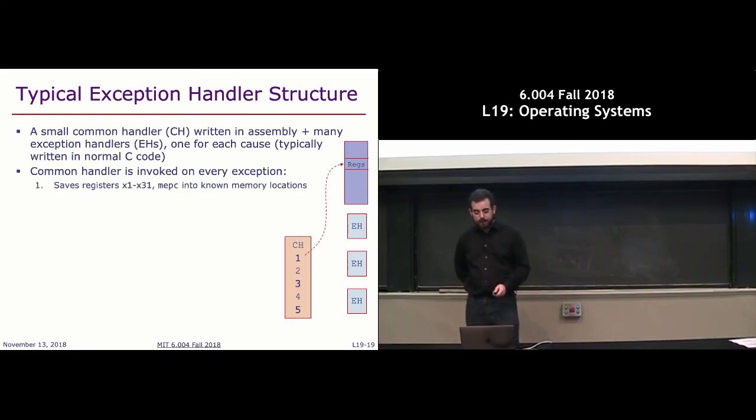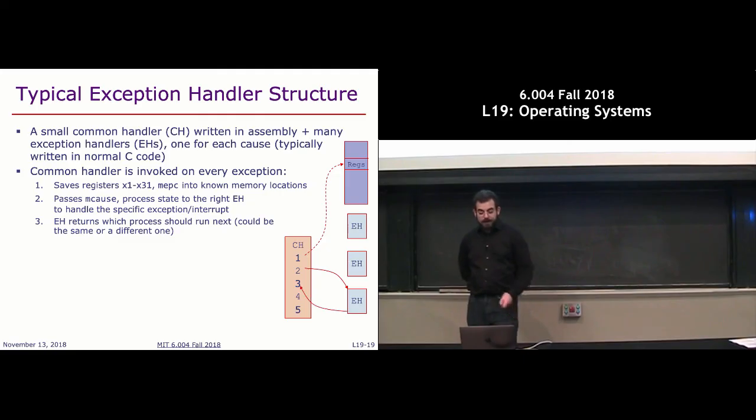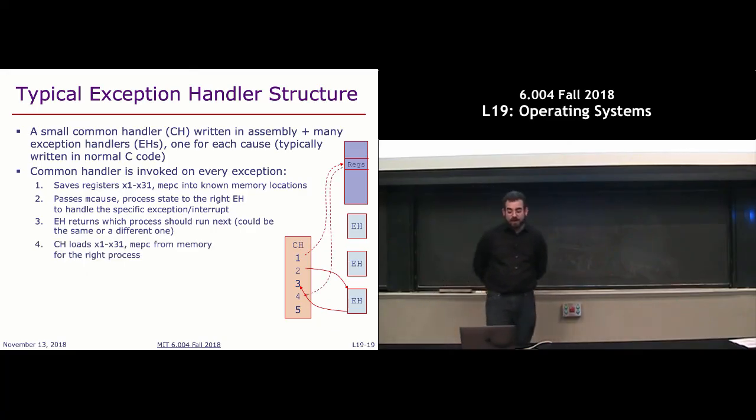The first thing it does is save all the registers into some location in memory. Then it passes all the state, the pointer or address of where these registers are stored, to the particular exception handler that we're interested in running. Finally, this exception handler returns, and it tells the common handler what process should run next. Normally we'll run the same process. If this is a timer interrupt, we might switch to a different process. If the process did something bad and the exception handler aborted it, then it will also switch to a different process.